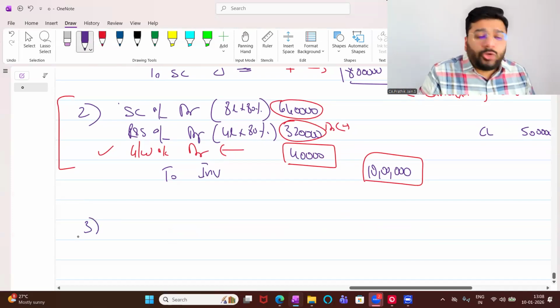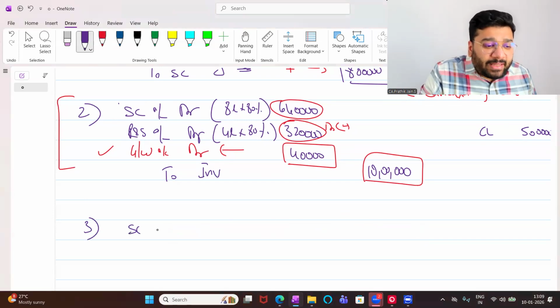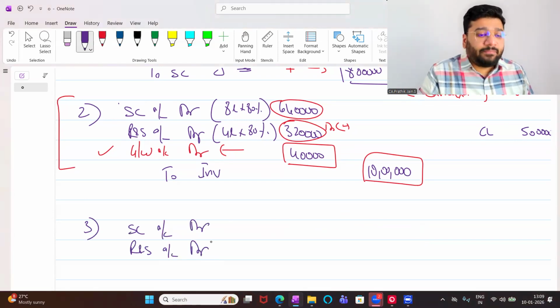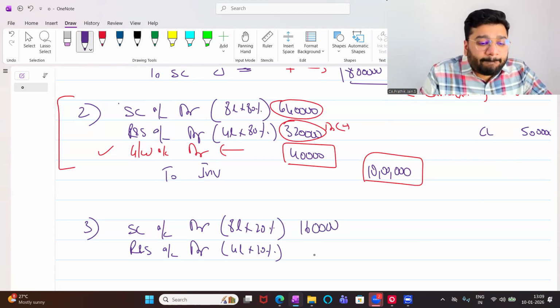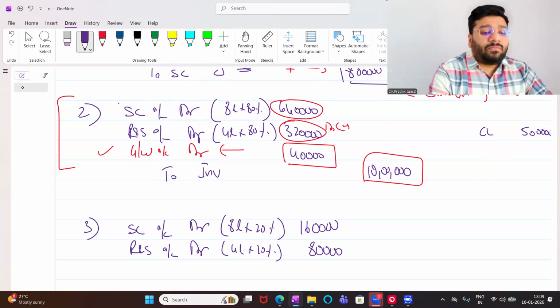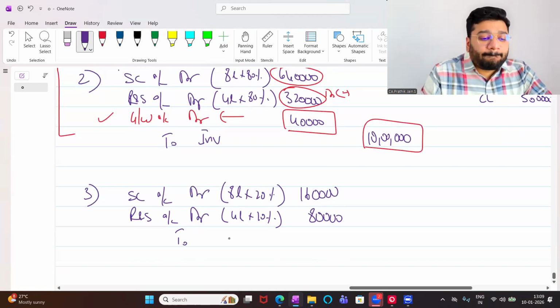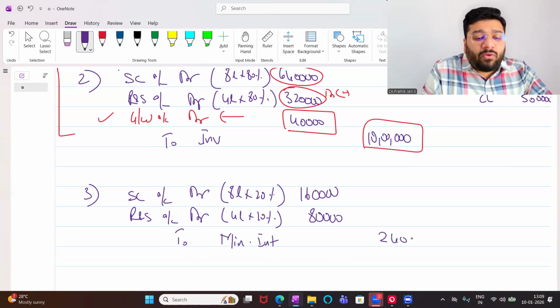Yes, 80% of capital is knocked off. Now the remaining 20% has to be knocked off. Share capital account debit, reserve and surplus account debit. How much? 8 lakh into 20 percent, 4 lakh into 20 percent, 1 lakh 60,000 and 80,000, 2,40,000. Minority interest, how much? 2,40,000 rupees.